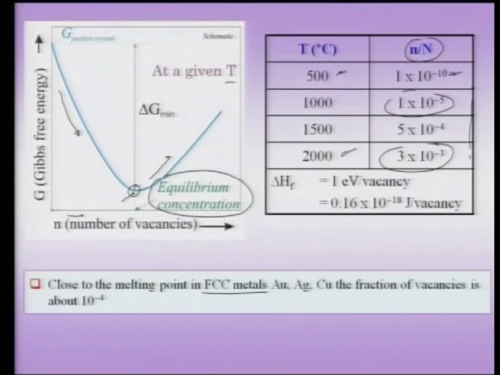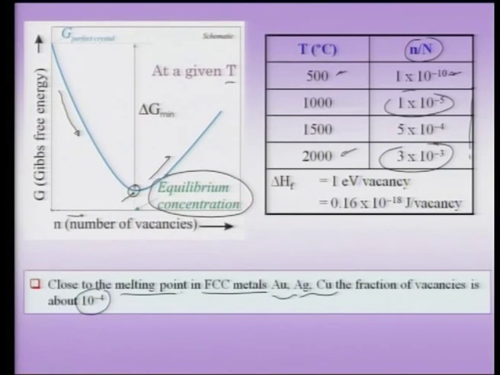Then this number for these FCC metals is about 10 to the power minus 4 at the melting point. That means even at the melting point, the fraction of sites which are vacant is still pretty small. It is 1 in about 10,000. So it is not a very large fraction, but nevertheless not a negligible fraction.